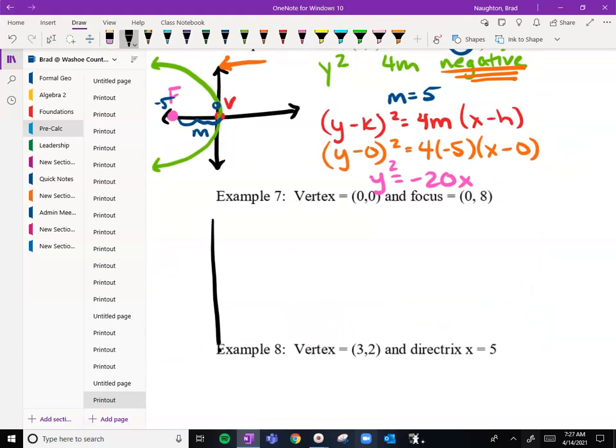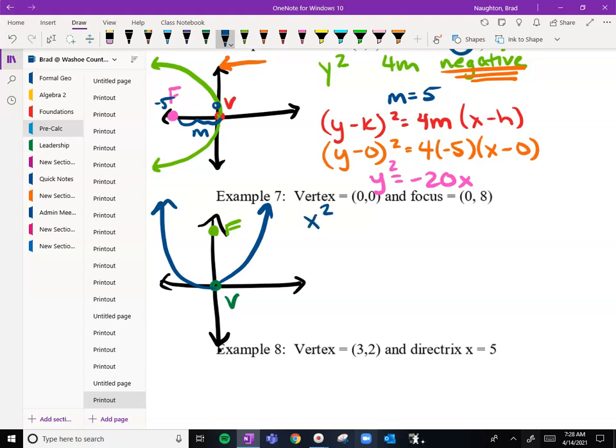All right, let's do another one here. So I'm going to go ahead and set this up. So my vertex is once again at 0, 0. So I'll put a little V right there. And it says my focus is 0, 8. So 0, 8 would be right here. Oh, that's some great information because the focus is inside of our parabola. So now we know that this is an x squared graph. And we know that our m is positive because it's going up. So with that, ladies and gentlemen, we are off to the races. We are good to go.